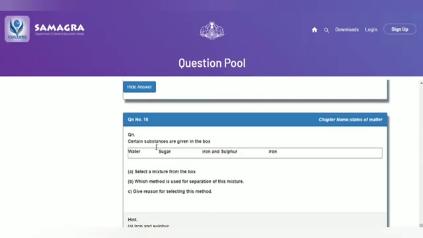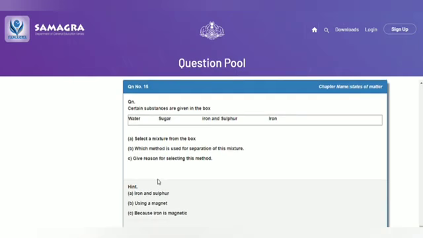15th question. Certain substances are given in the box: water, sugar, iron and sulfur, iron. Select a mixture from the box. Here the mixture is iron and sulfur. Which method is used for separation of this mixture? Magnetic method is used. Give reason for selecting this method. Because iron is magnetic.